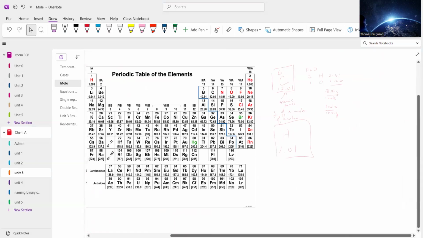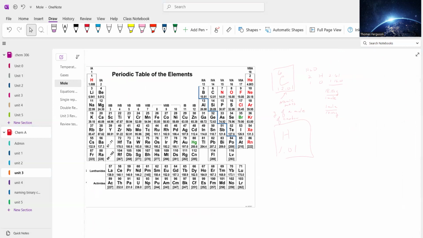So what does a mole of hydrogen weigh? What's a mole of hydrogen atoms? 1.01 grams. How many are there? 6.02 times 10 to the 23rd of them that weigh 1.01 grams.